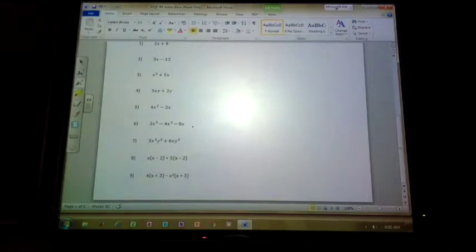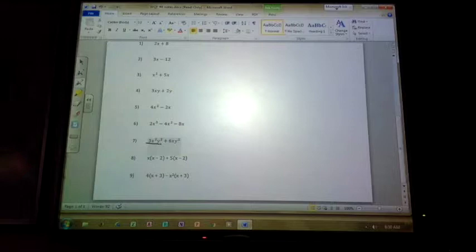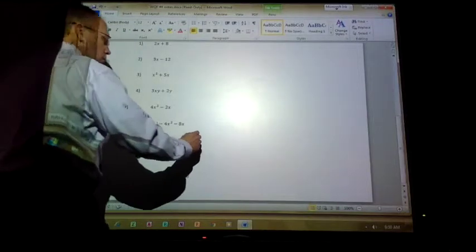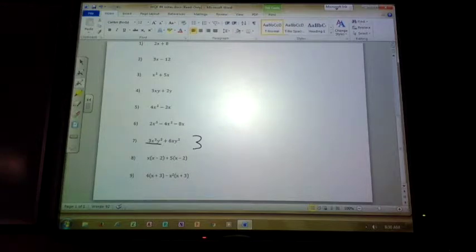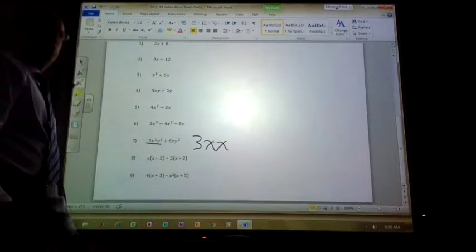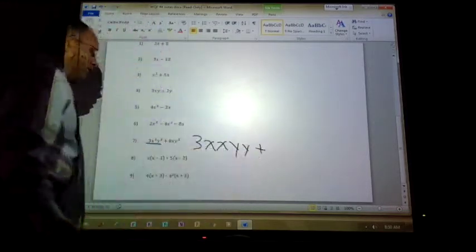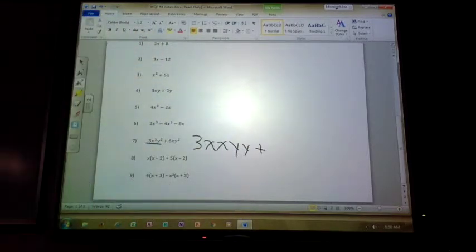We are now on number 7. George, you with me on this number 7? All right. So how would I break that 3x squared y squared down to its most basic parts? Does 3 break down anymore? Nope. What does x squared break down to? XX, cool, x times x. What does y squared break down to? Y times y. The plus needs to come along for the ride. George, what does 6 break down to? What can I break it down to even further? 2 times 3, perfect.